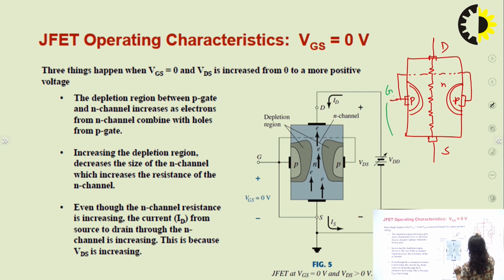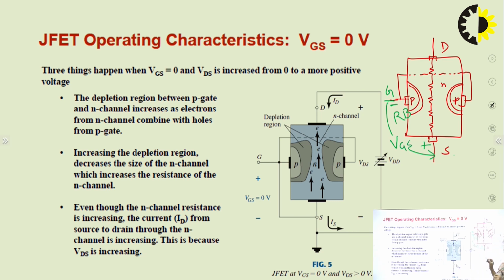So this is your gate terminal and this is your source terminal, and gate to source terminal is reverse bias. If it is reverse bias, that means this P should be connected to the negative potential and the source terminal will be connected to the positive potential, and the voltage between these two will be VGS.